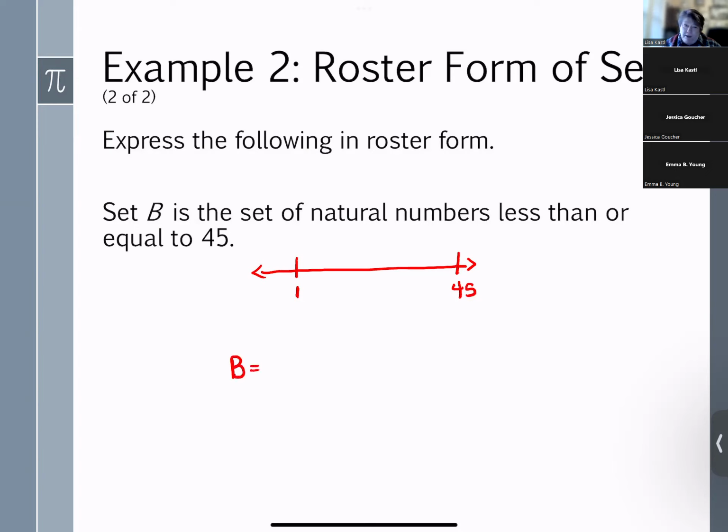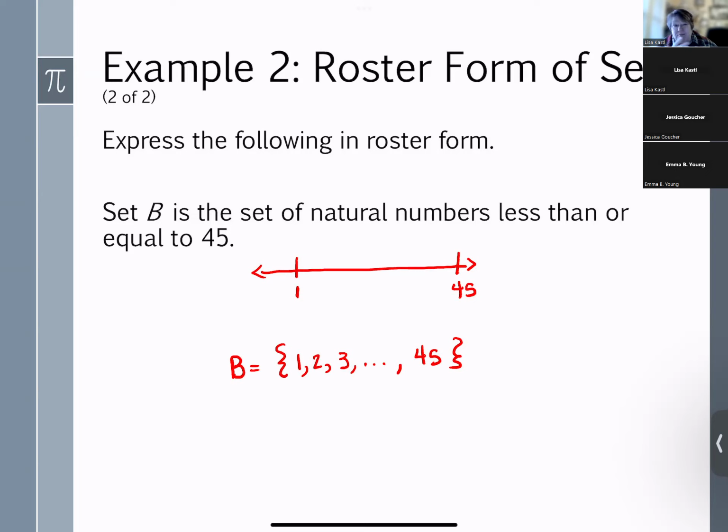So those are the numbers that are going to be less than or equal to 45. So the way we typically do this is we list a couple of elements in the set. So 1, 2, and 3 are natural numbers that are going to be in this set. And then we put an ellipsis, and then we put a comma, and then we put the 45. So what does that mean? That means there are a bunch of numbers between 3 and 45 that are in this roster. 4, 5, 6, 7, 8, 9, 10, etc.